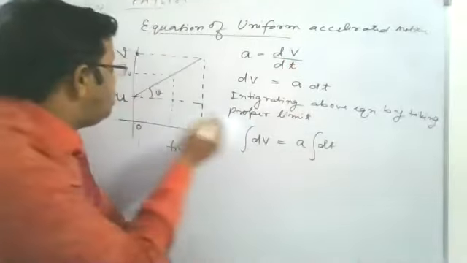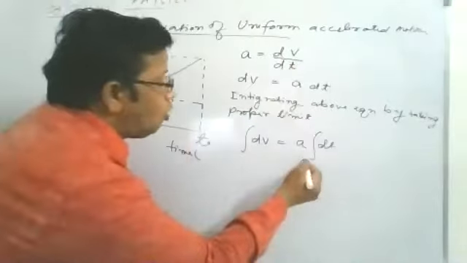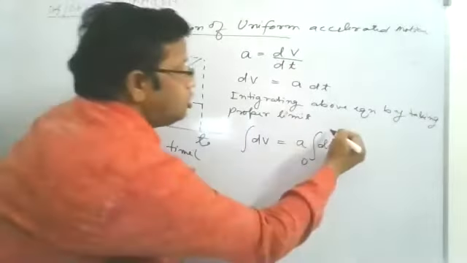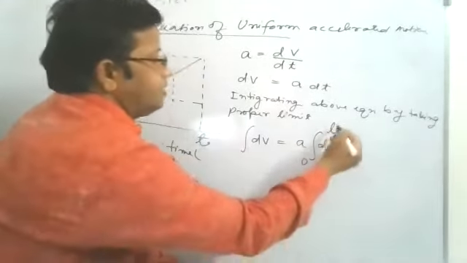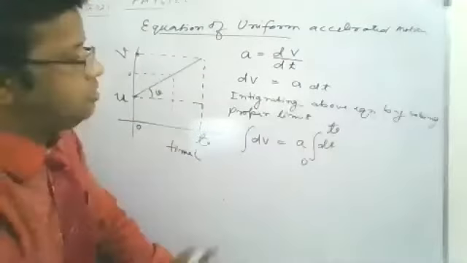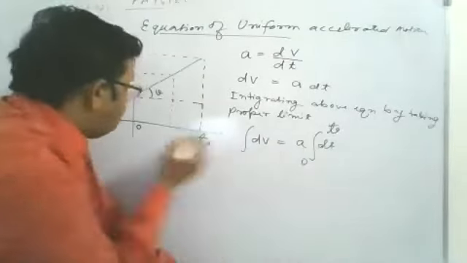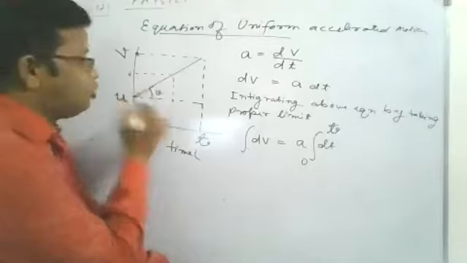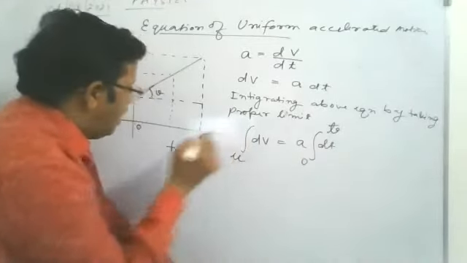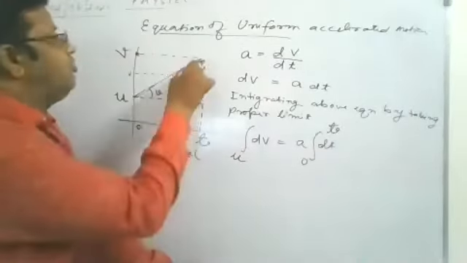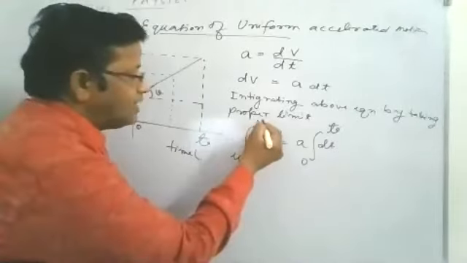Now, what is the time? The initial time is what? 0. What is the final time? This t. What is the initial velocity at time 0? u. And at time t, the velocity becomes small v.